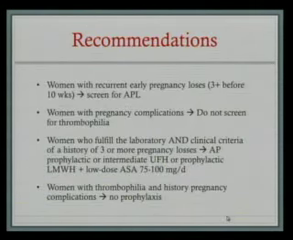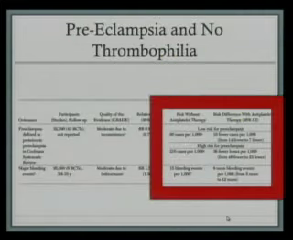So their recommendation is that in women with recurrent early pregnancy losses, screen for antiphospholipids, and in women who have pregnancy complications in general, don't screen for it. For women who fulfill the laboratory and clinical criteria of a history of more than 3 pregnancy losses, antepartum prophylaxis with Lovenox and aspirin is warranted. And for women with thrombophilia and pregnancy complications, they don't recommend prophylaxis because of their pregnancy complications.